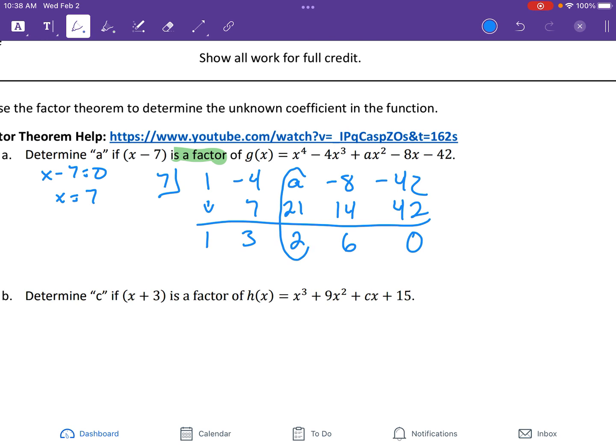Right? And then to get 14 from the bottom, we'd have to multiply 7 by 2. So this becomes our equation. We're going to have a plus 21 equals 2. Subtract 21 from both sides, and a will equal negative 19. And that is our answer.